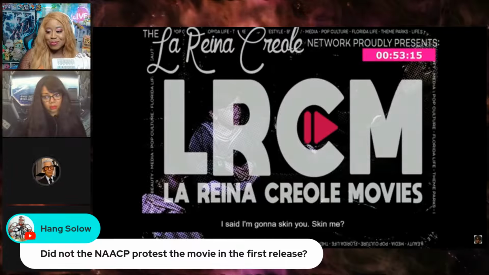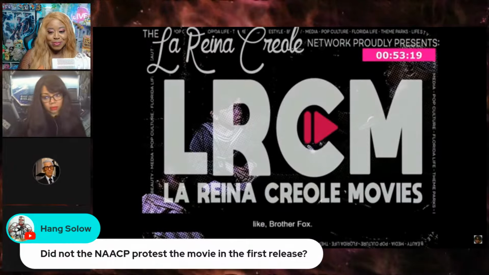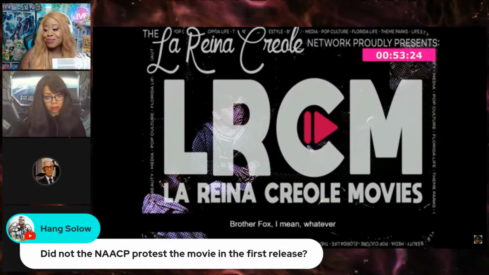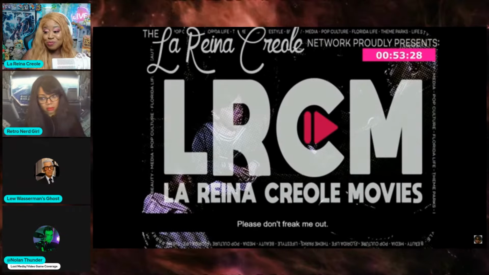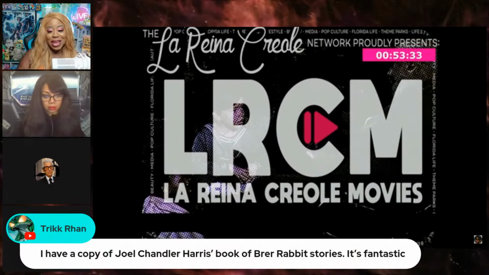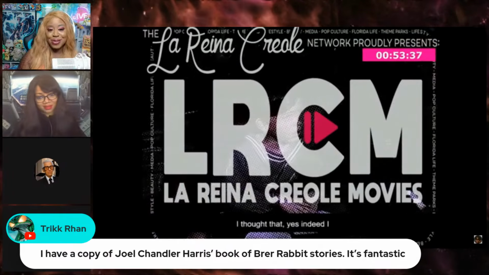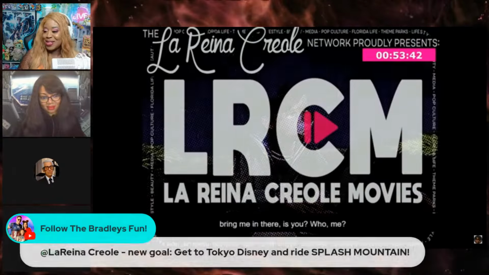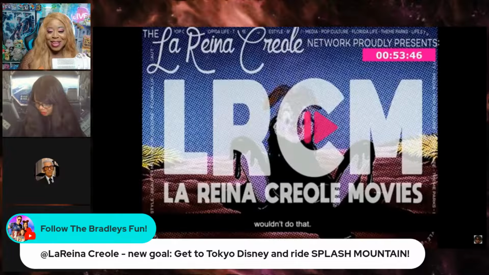And let's remember that I would say 75% of all the Westerns ever made were made during a time when slavery was going on in the South. But the movie didn't take place at that time, so we won't pay any attention. Yeah. I have a copy of Joel Chandler Harris' book of Br'er Rabbit stories. It's fantastic. I do want an original copy of his written stories, because I have the Disney version back here.